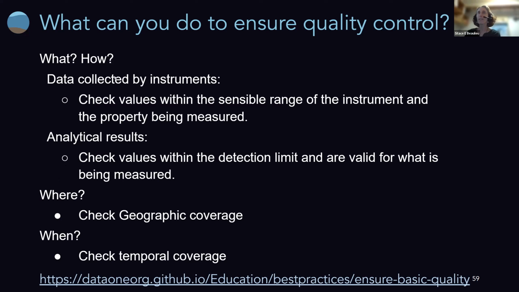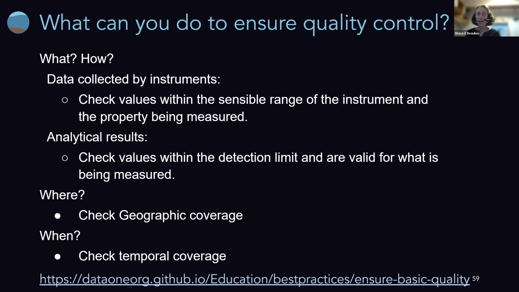So if you collect your data with instruments, number one, and this came up just earlier for me this week too, the first thing I do is check that the values are sensible, right? Within the range of the instrument and the property that you're measuring. And if you're getting analytical results from a lab, you check that the values are within the detection limit. Check that they're valid for what you expect, for what's being measured.